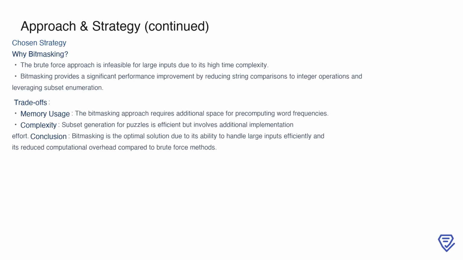Given the limitations of brute force, bit masking emerges as the chosen strategy due to its superior performance. By reducing string comparisons to integer operations and leveraging subset enumeration, we achieve a solution that is both time-efficient and scalable for large datasets. While this approach does require additional memory to store the pre-computed word frequencies, the trade-off is well worth it for the performance gain. The implementation of subset generation adds some complexity, but the benefits far outweigh this cost.